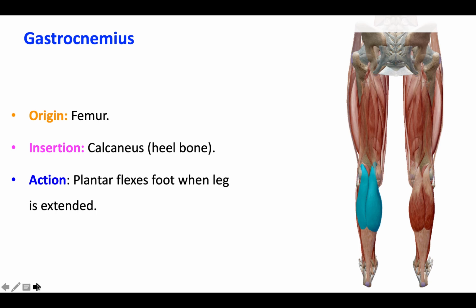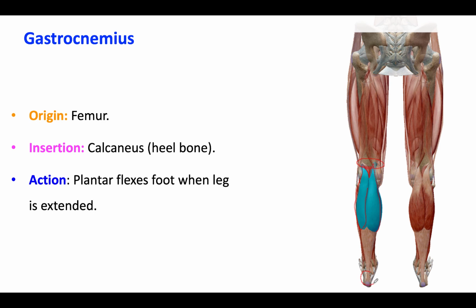The first muscle that we're going to talk about is called the gastrocnemius, and it's this big bellied muscle here in blue. It looks like 2 muscles, but it's not. It's got 2 bellies. Either way, the origin is on the femur, and the insertion is all the way down on your heel bone, the calcaneus.